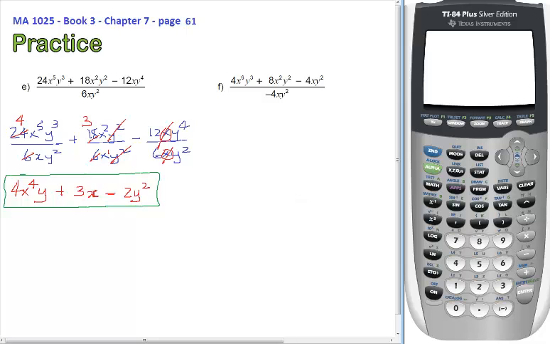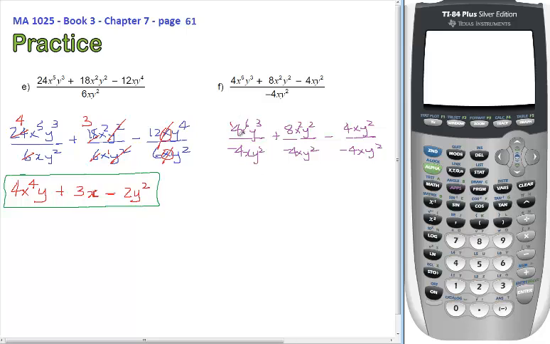Alright, so same idea for the next one. I'm going to do the exact same steps. I'm going to rewrite them, putting the common denominator under each one so I can see the cancellation easier. 8x squared y squared over negative 4xy squared minus 4xy squared over negative 4xy squared. Okay, so let's reduce each one now.